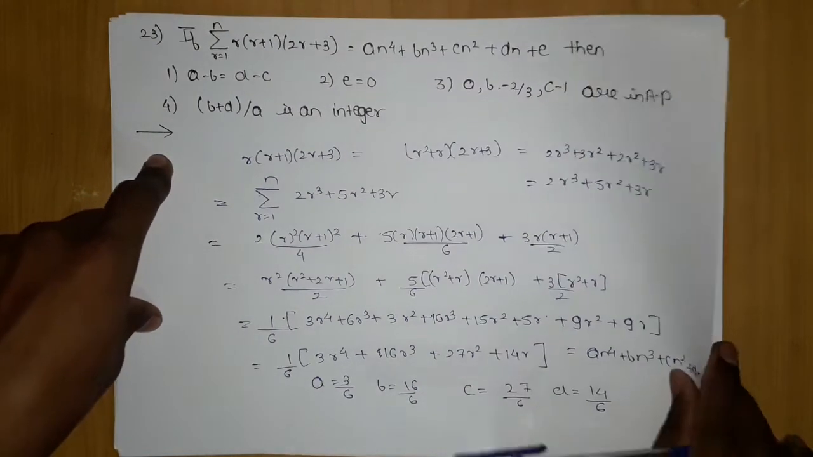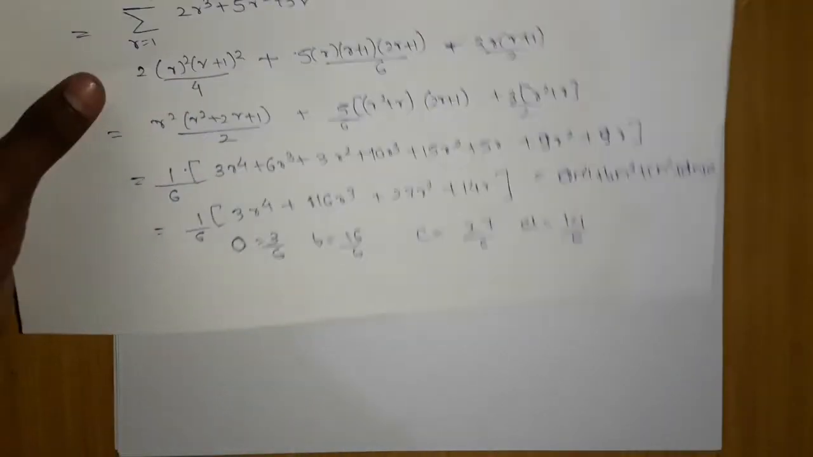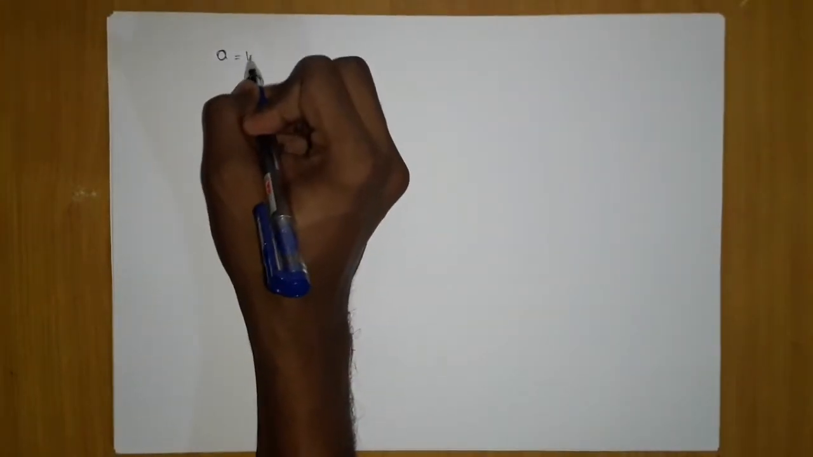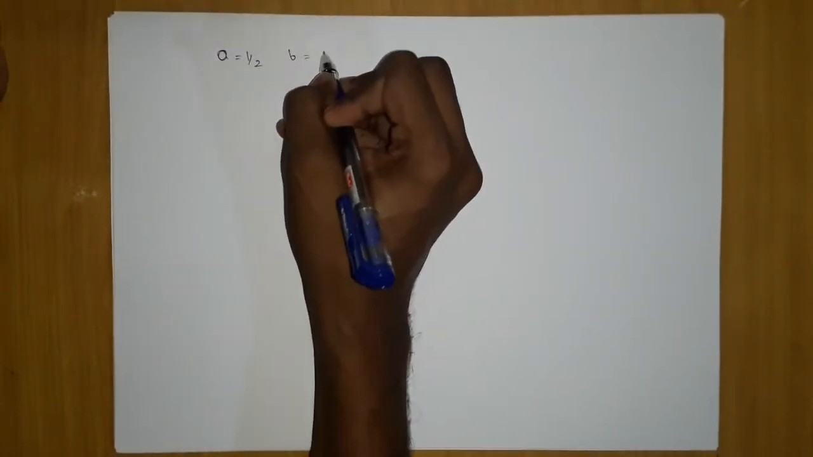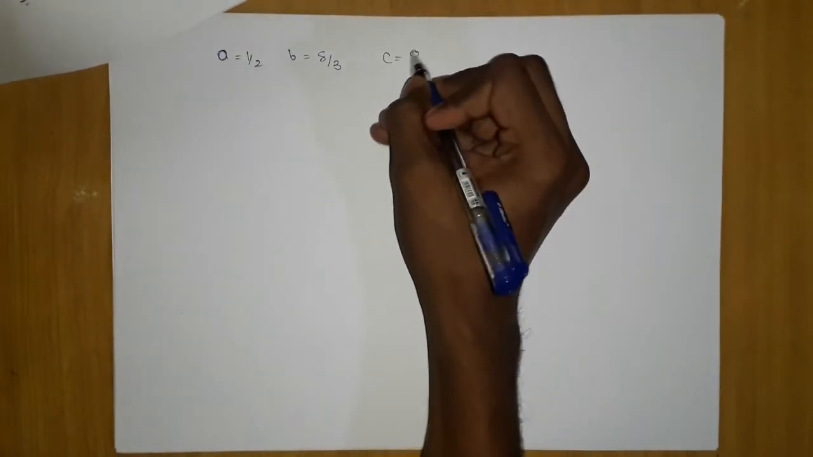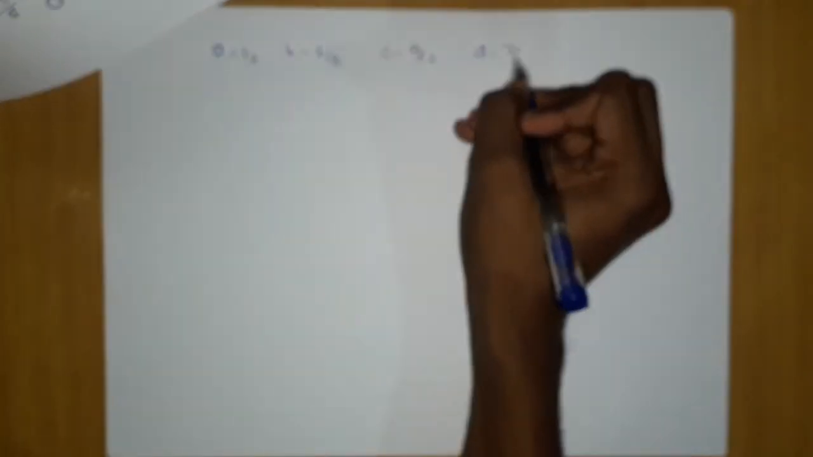Okay, now let's move on to the next page. Sorry, this page is already used. So on the next page, a will be our modified 1 by 2, b will become 8 by 3, c will become 9 by 2, and d will become 7 by 3.